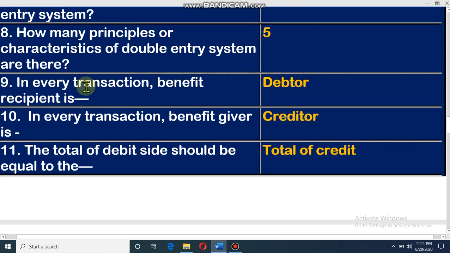Dear student, in every transaction the benefit recipient account is debited, debtor, and in every transaction the benefit giver account will be credited, creditor.